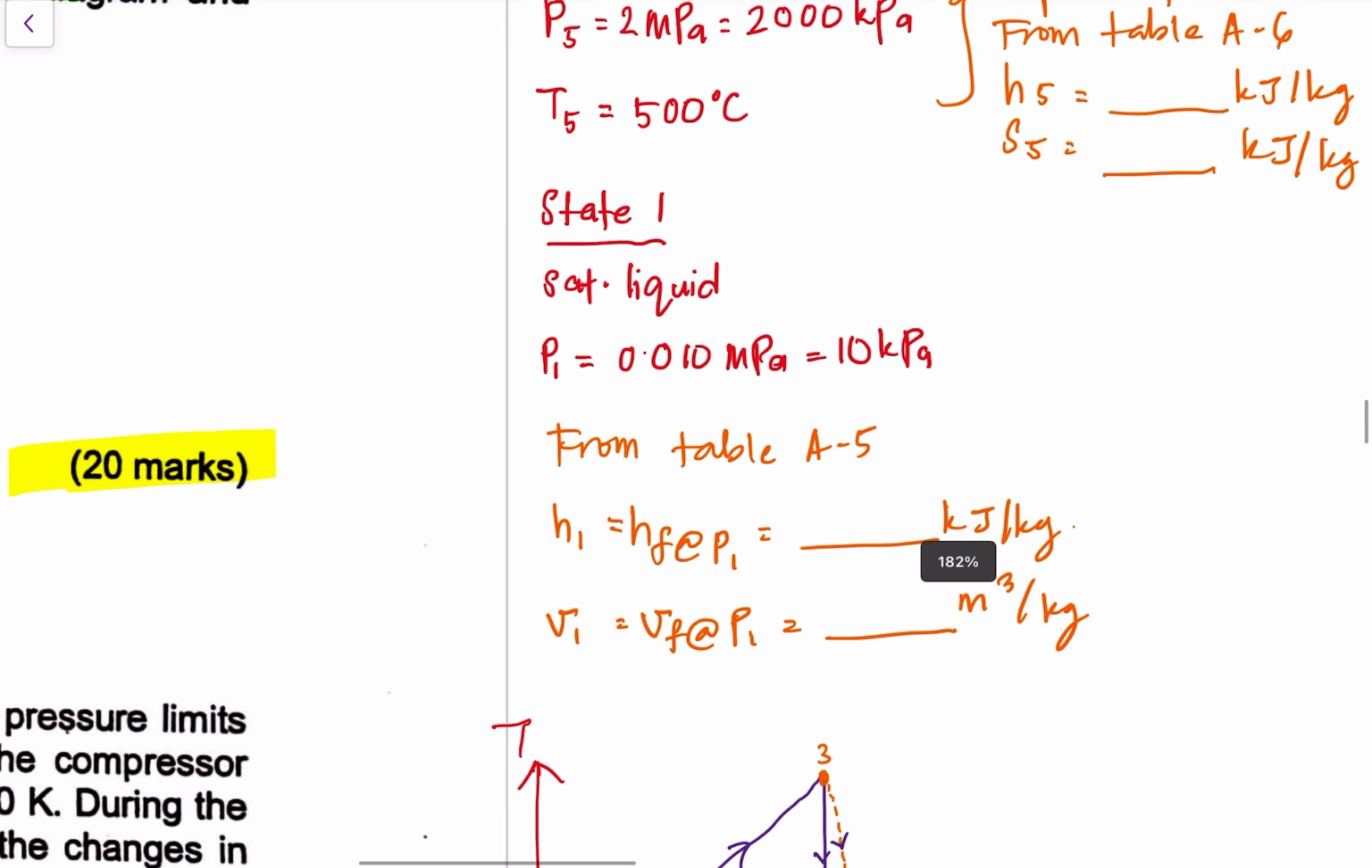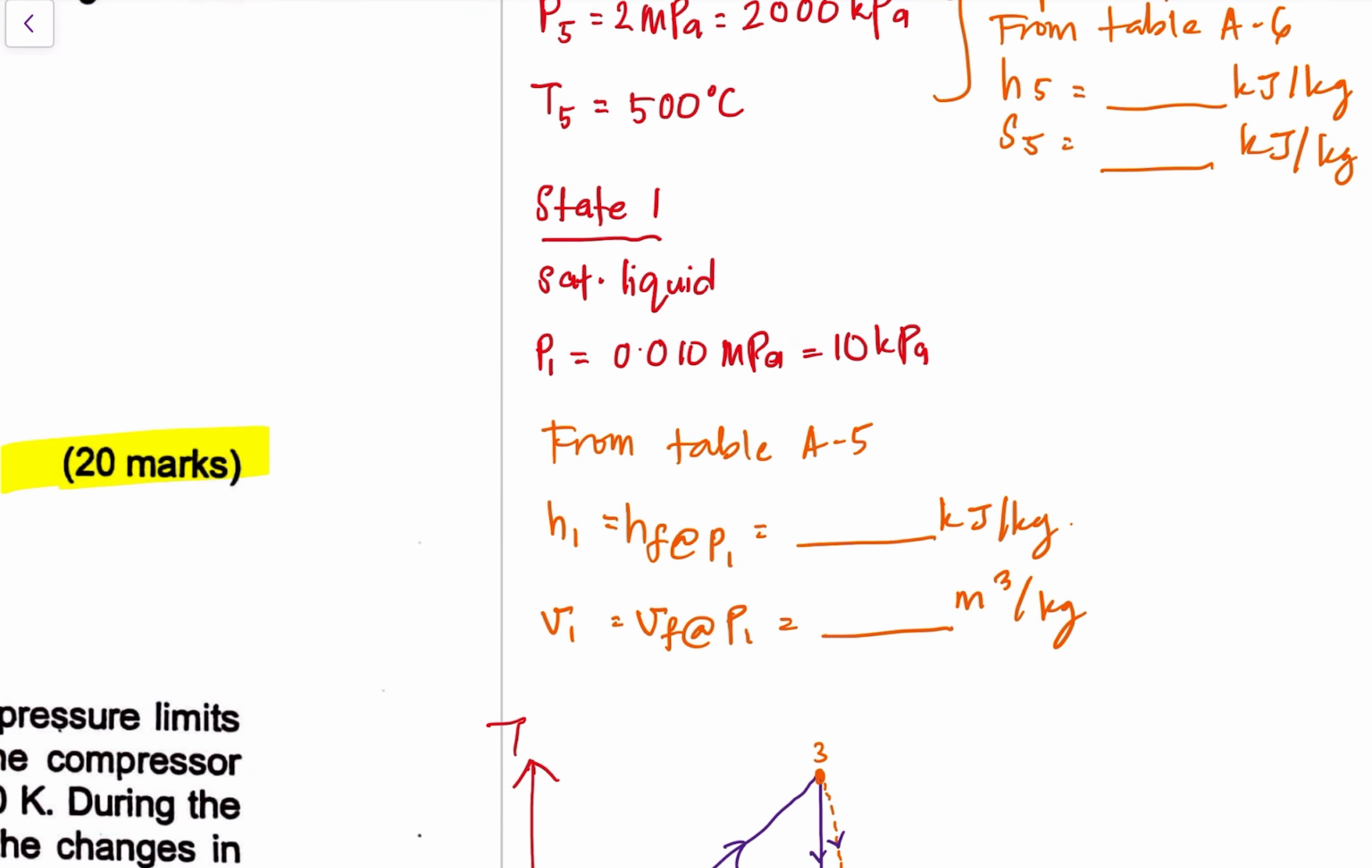Right, so given at state 1 is saturated liquid with a given pressure of 0.010 megapascal, and if we convert it into kilopascal, we are going to get 10 kilopascal. From this you can determine the enthalpy and also the specific volume at state 1. Then you can obtain it from table A5, referring to the properties with subscript f.